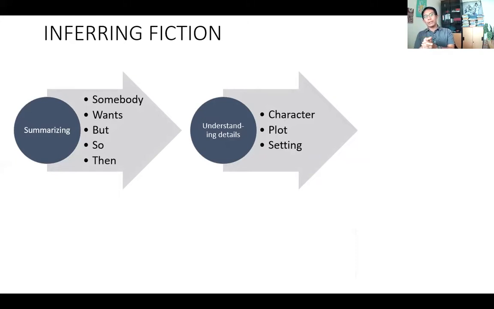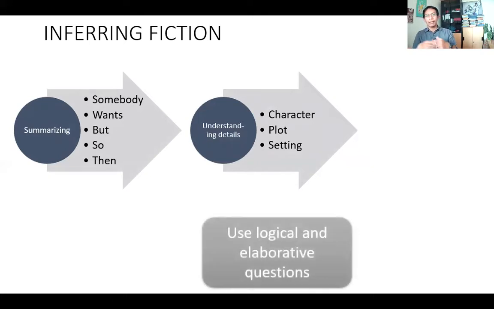Try to go into the details. And how do you understand the details? It's by asking questions. You ask logical and elaborative questions to find out or to understand these details. I will talk about it in the next slide, okay? So don't worry. Just know for sure now that we need to ask elaborative and logical questions.